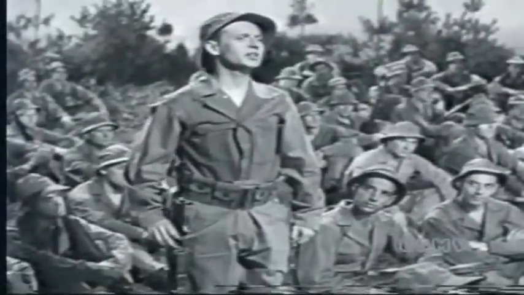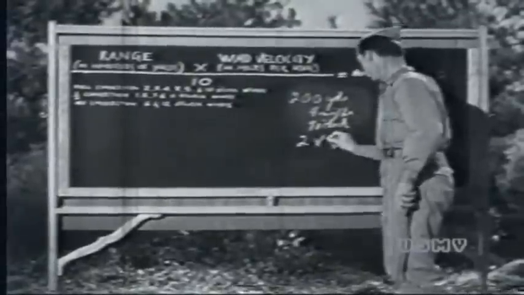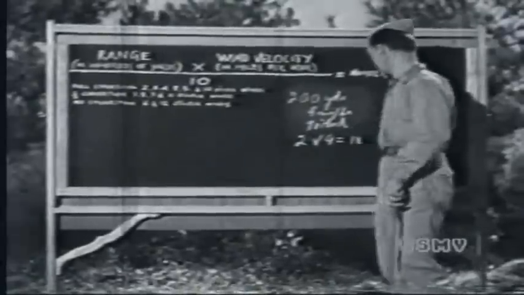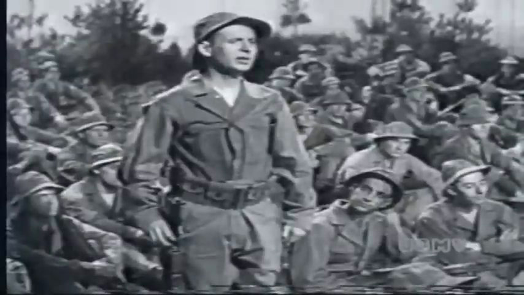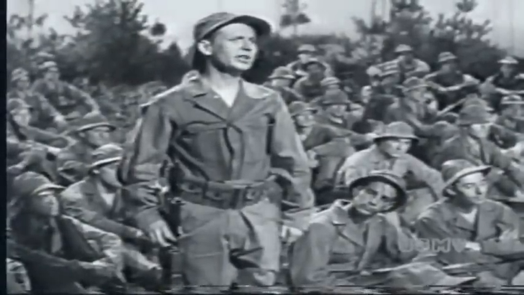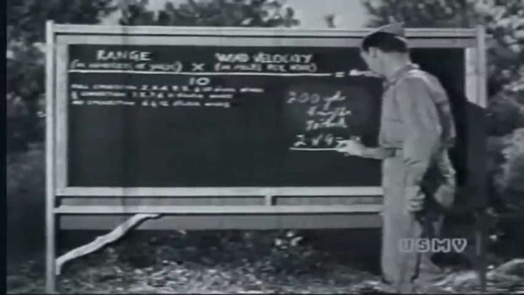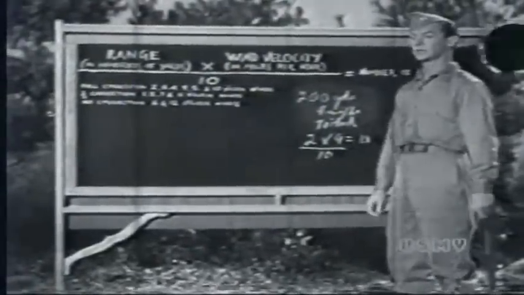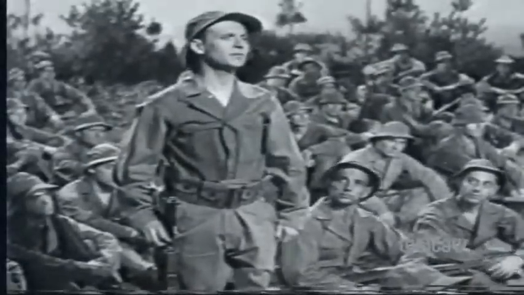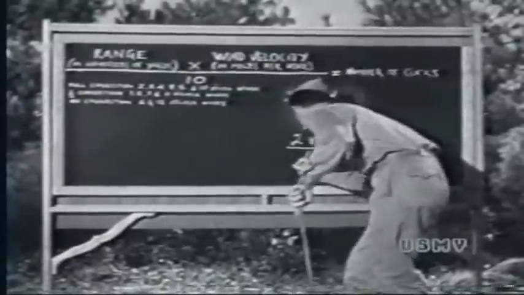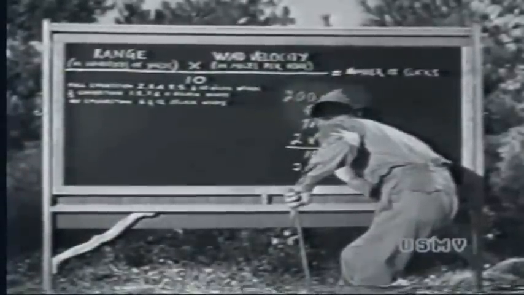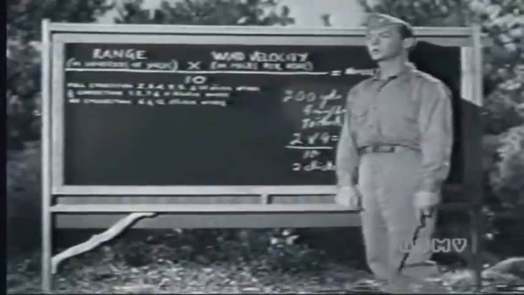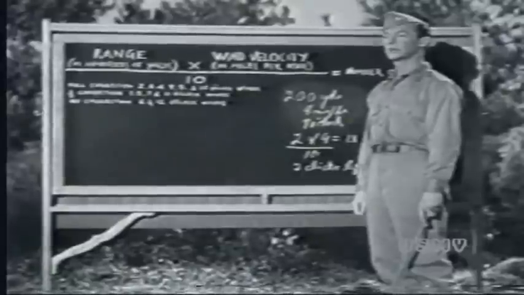2 times 9, sir. That's 18. Right. How many clicks do you take? 18 divided by 10, that's 1 8/10, sir. Right. Now how many clicks? 2 clicks, sir. Left windage. Good. Two clicks left because the 9 o'clock wind is from the left.